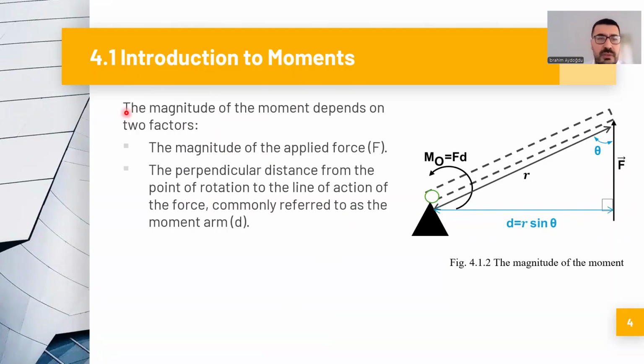In order to calculate the magnitude of the moment, we need two factors. The first one, the magnitude of an applied force. The second one, the perpendicular distance from the rotation point to the line of action of the force. We call this perpendicular distance the moment arm. Also, this should be 90 degrees in here.